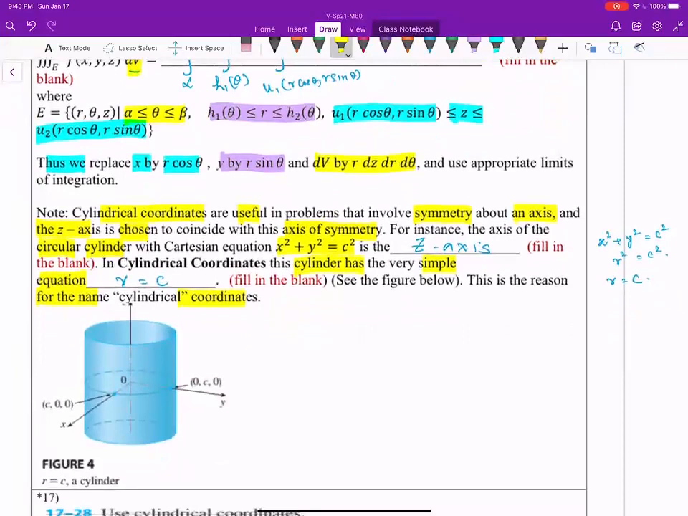If you look at the cylinder shown in this diagram, this is the point on the y-axis, and it is of radius c. X squared plus y squared equal to c squared is what is shown in this picture, which is r equal to c in cylindrical coordinates. The point on the y-axis will have coordinates 0, c, 0. The point on the x-axis will have coordinates c, 0, 0. And r equal to c represents a cylinder. It is x squared plus y squared equal to c squared in Cartesian.